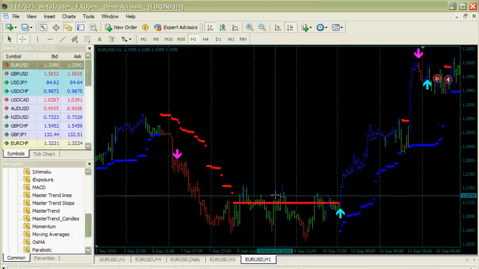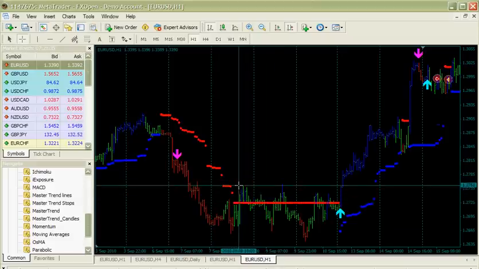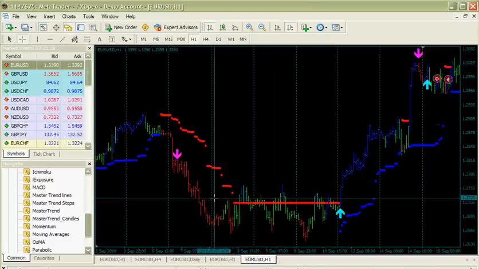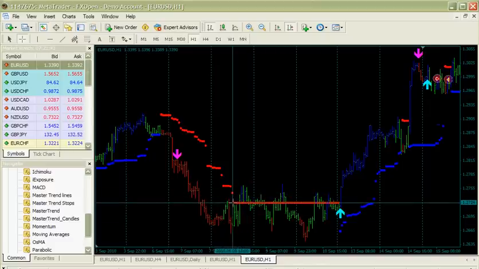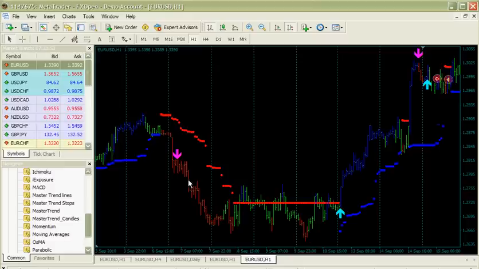But here's one trick, that once you see the prices jumping over the red dots, that means that's not really a good signal to use. So we're gonna ignore this area here. If you wanted to take a short here, you could, and that would have made you almost 80 pips.